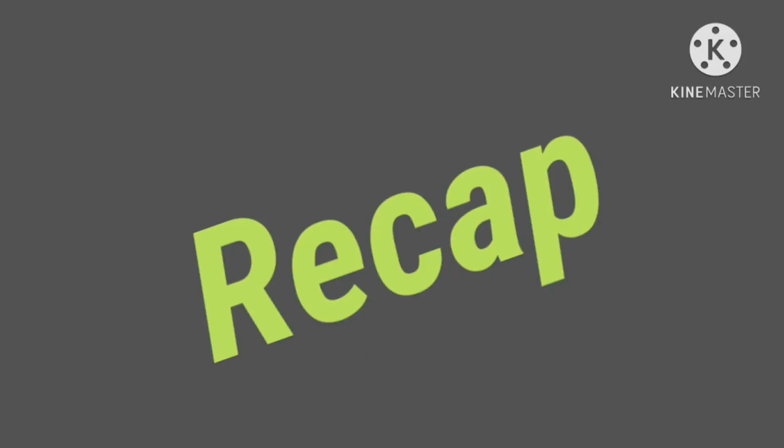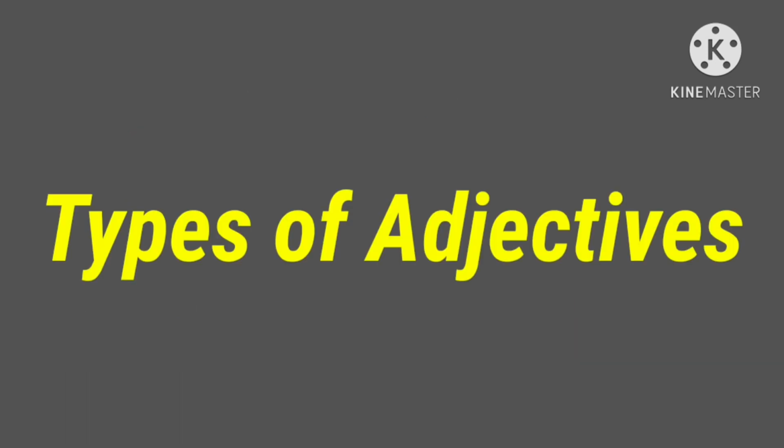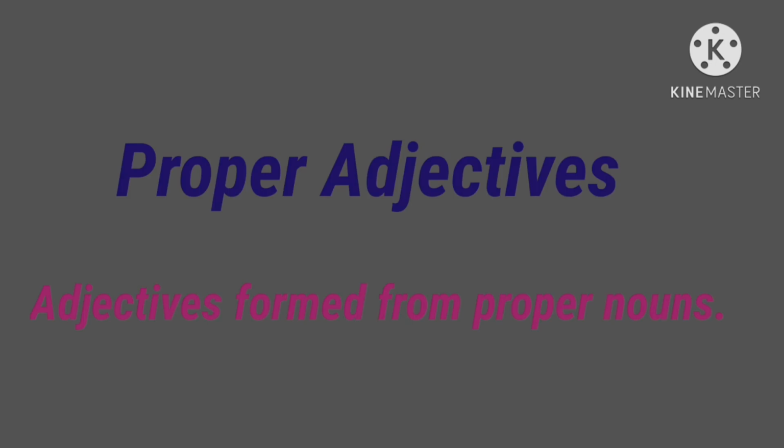Let's recap the topic. First, adjective. What is an adjective? An adjective is a word that tells us more about a noun or a pronoun. Next, types of adjectives. First one, proper adjectives. Adjectives formed from proper nouns are called proper adjectives.